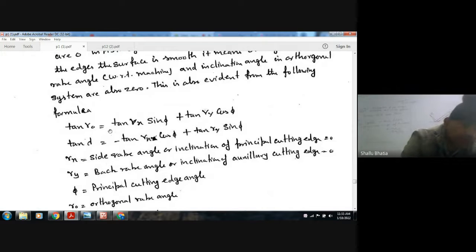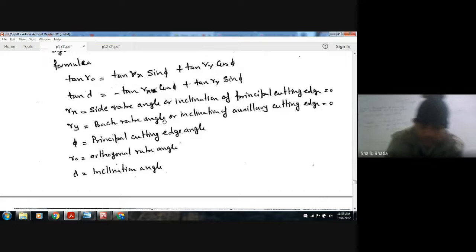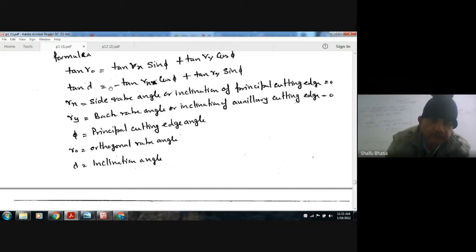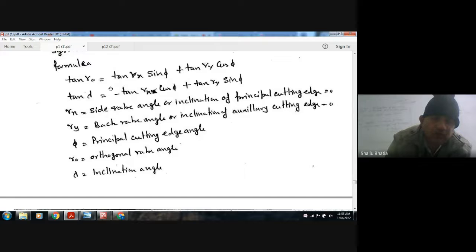You have to remember this formula. This is your inclination angle, this is your orthogonal rake angle, and phi is your principal cutting edge angle. So remember that formula if you are attempting the production engineering GATE exam. In mechanical, it may not be asked.